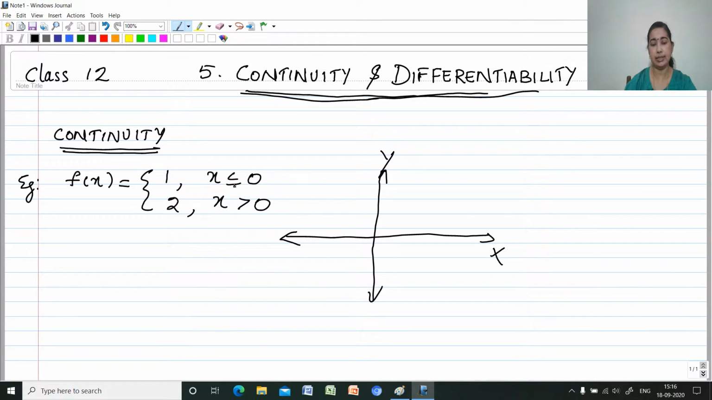When x is less than 0, all the negative values will be mapping to 1. Even if x is equal to 0 or x less than 0, it will be mapping to 1. So 1 means here. So when x equal to 0 also it will be mapping to 1. Then the remaining values less than 0 will all be mapping to 1. So this side is the solution.